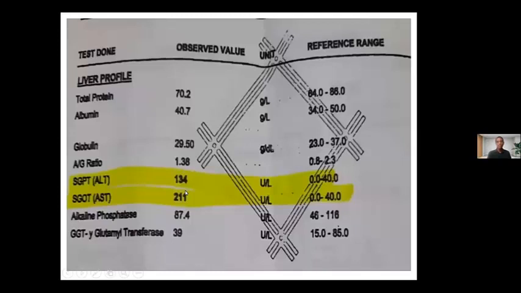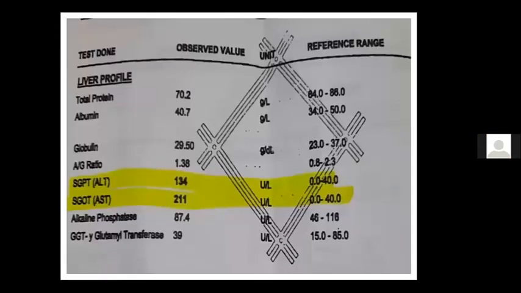ALT is also present in skeletal muscles, not to the extent of AST, but skeletal muscle has a minimal level of ALT as well. So if there's muscle damage, it can give rise to elevation of both ALT and AST, but AST is the predominant factor you will see in the liver test.